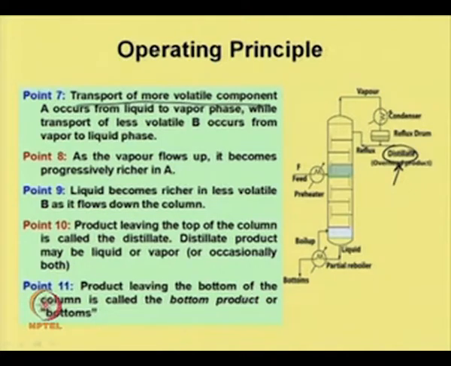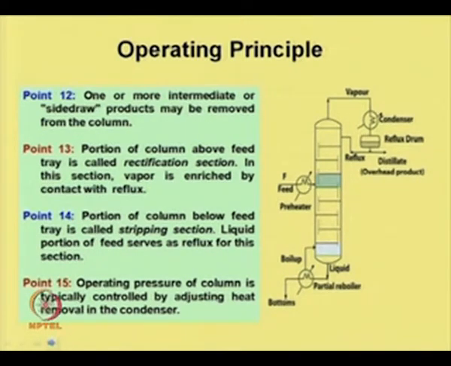The product which is leaving at the bottom is known as the bottom product, or bottoms. Then one or more intermediate side draws we can take depending on our requirements. So, we can have different product draws, side draws from the tower.